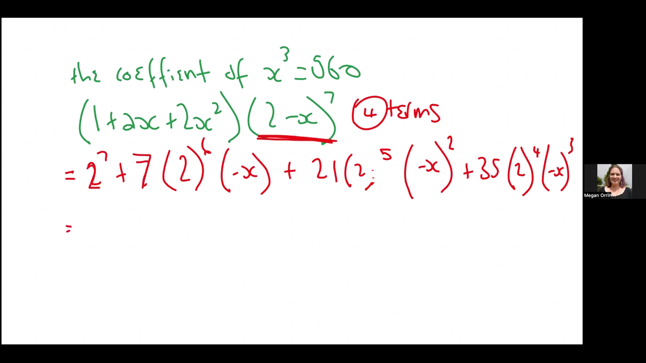Okay, so this gives me 128 minus 448x plus 672x squared minus 560x cubed. Okay, so I've got my first bit here. Now, here comes the weird bit.